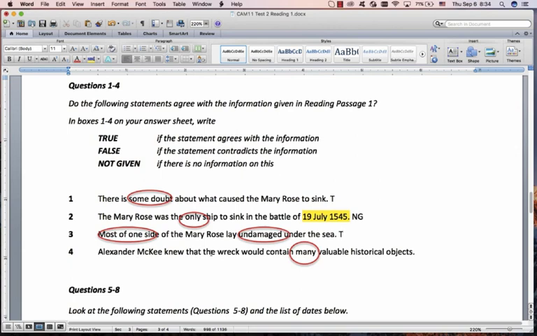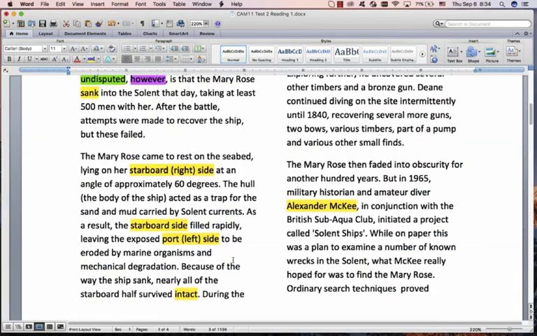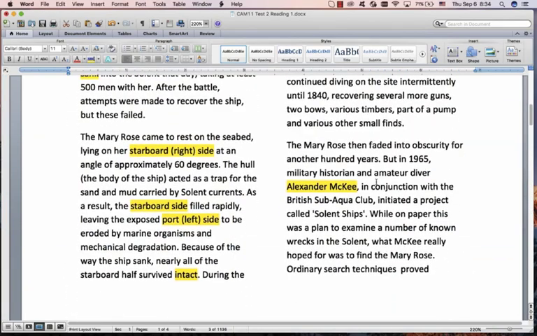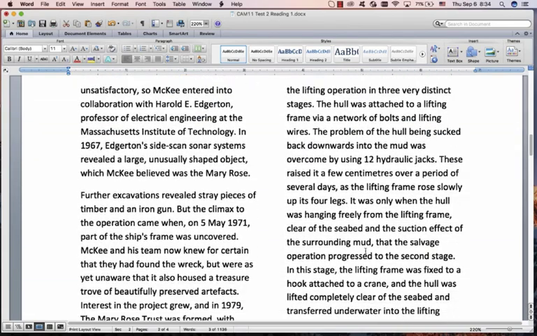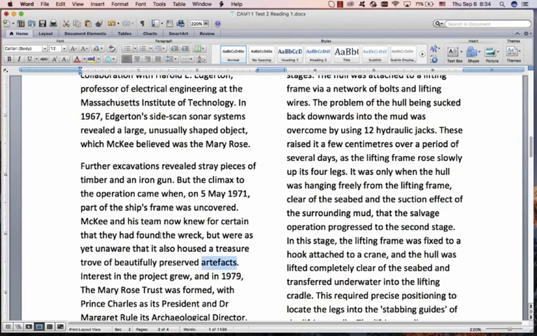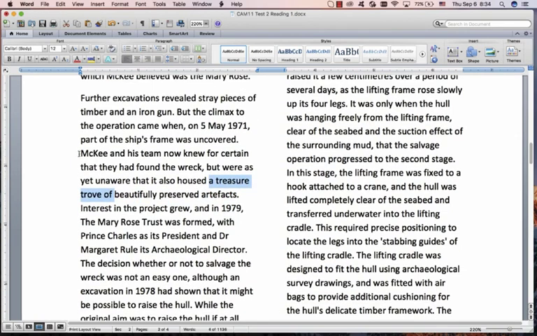Alexander McKee knew that the wreck would contain many valuable historical objects. So I guess we're going to scan for this and Alexander McKee. Now I thought it was going to be about many, but it was not. Let's find valuable historical objects. Again, extremely difficult vocabulary. I don't see anything there. And in fact, it's all the way down here. That word means historical objects. Very difficult language. A treasure trove means many. So we're in this sentence over here.